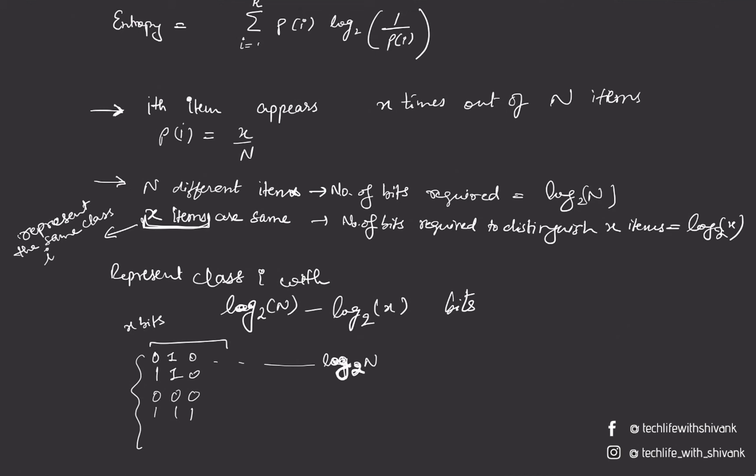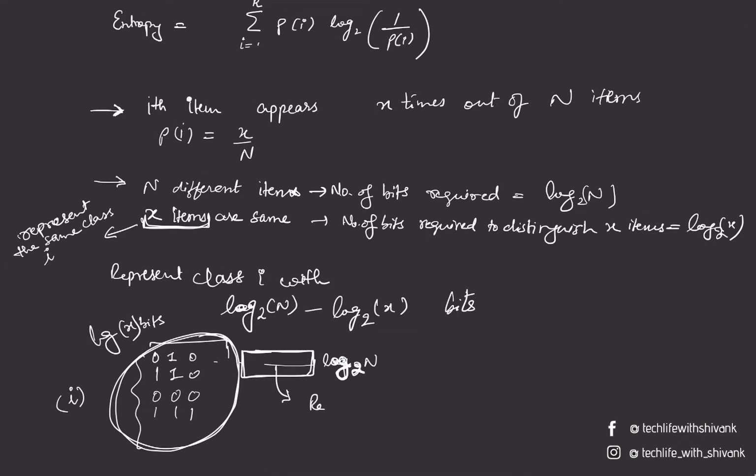So the common thing between every item of class i is the remaining log x bits. If we change the log x bits, the class does not change. So irrespective of the log x bits, the class remains the same, which is class i. So we can represent class i using log n minus log x bits. What matters are the remaining bits, which decide whether it's class i or not.